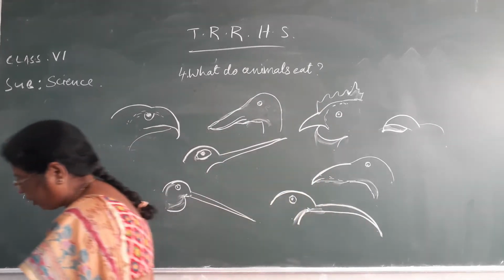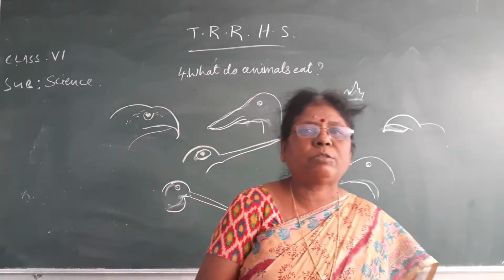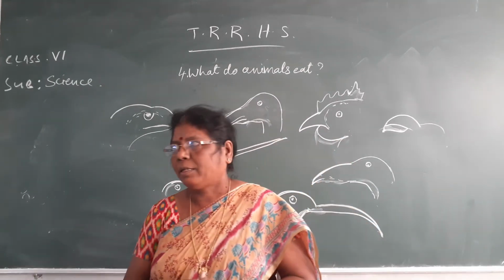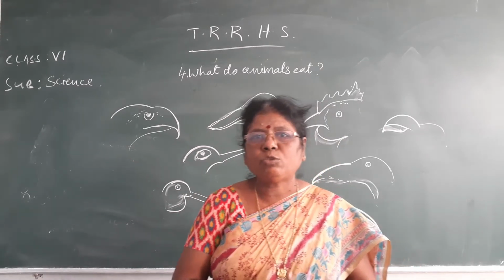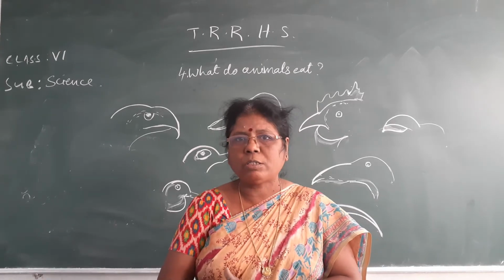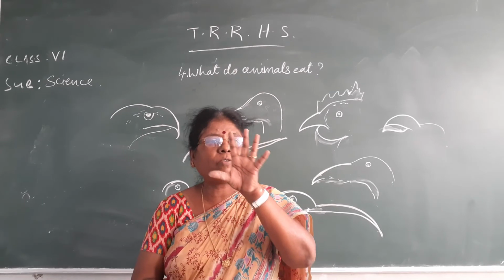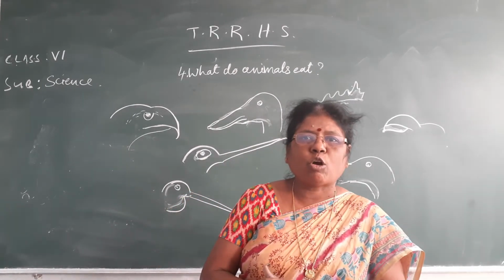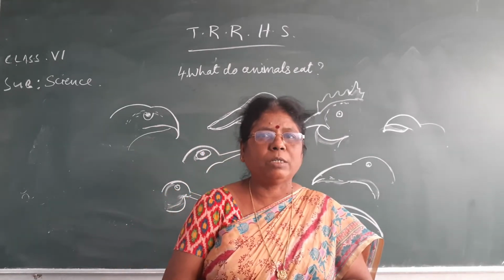We discussed, for example, a hen uses its beak and uses its legs to scratch the soil to get the food, isn't it? And tigers and lions use their claws. They hunt the animals, take the animal to a lonely place and catch hold of it with their strong claws, and they have strong canines to tear the flesh of the animal, isn't it?